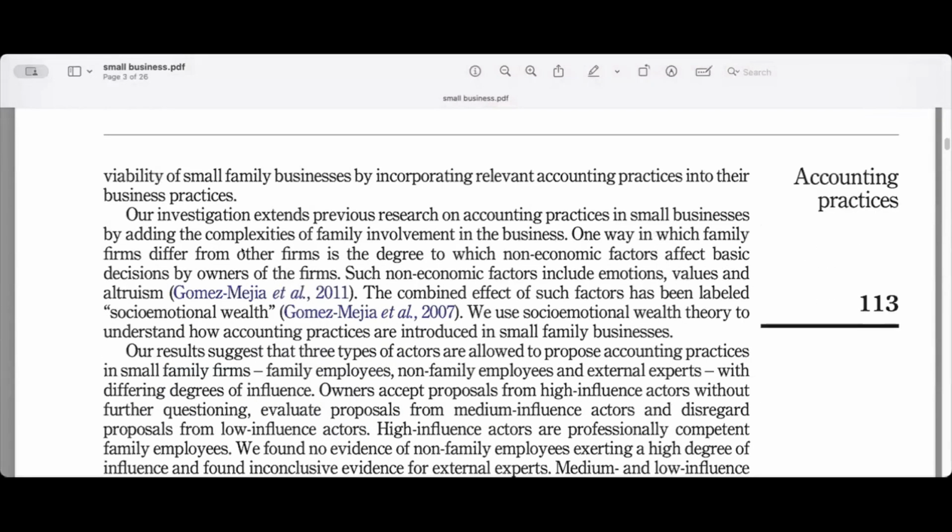Our investigation in this research extends previous research. So I mentioned that a literature review helps you to know what you are extending. Maybe somebody did a study up to here, and you are now adding more to it. So it extends previous research on accounting practices in small businesses by adding the complexity of family involvement. We have established in the previous paragraphs that accounting practices in family business, we don't know much about it. Small business, we don't know much about it.